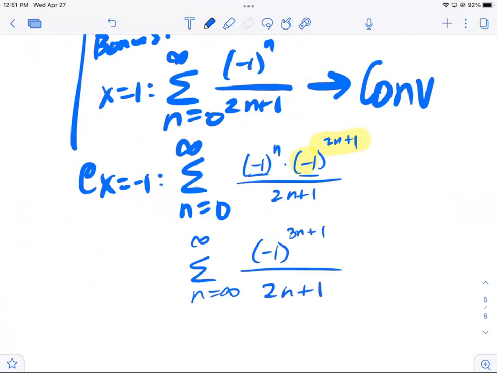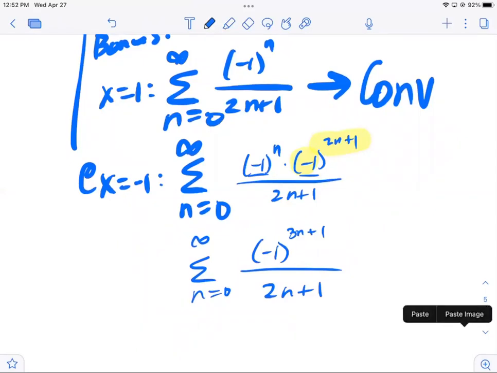If you're not sure, just expand it out for the first couple of terms. When n is 0, you get -1 to the first, which is negative. When n is 1, you get -1 to the 4th power, which is even, so it's positive. When n is 2, now it's 6 plus 1 is 7, so it's negative. When it's 0, it's negative. When it's 1, it's positive. So it is alternating.